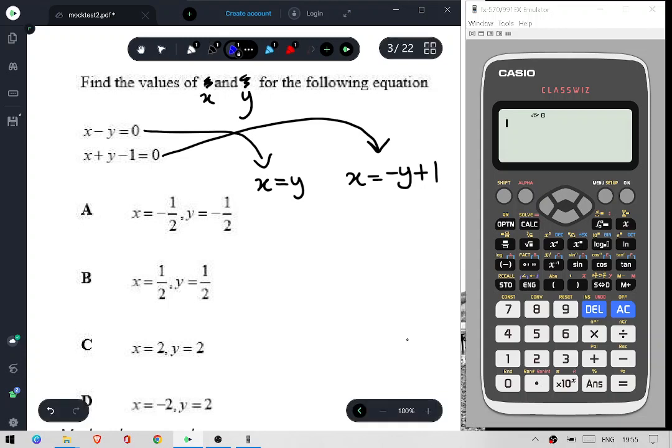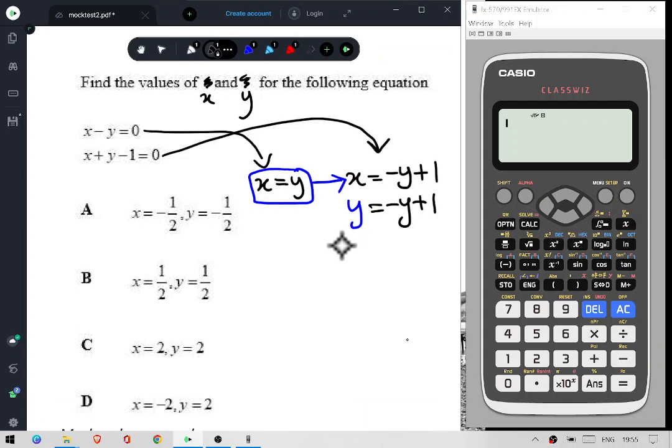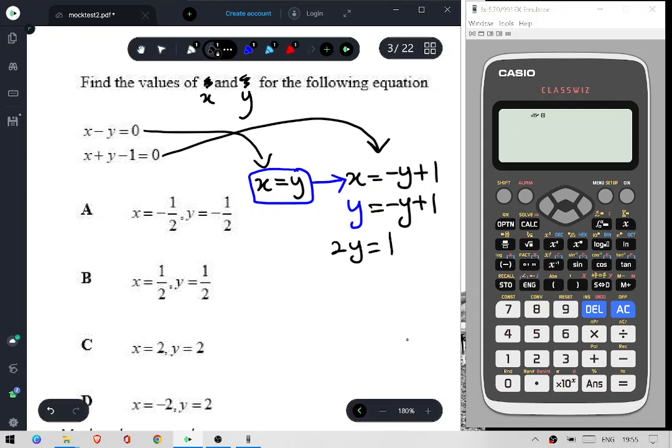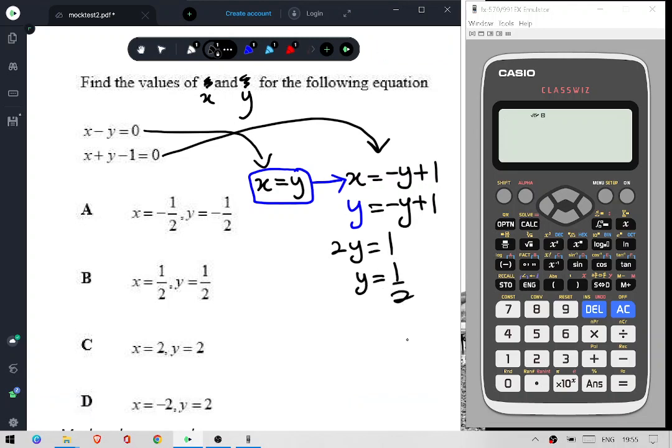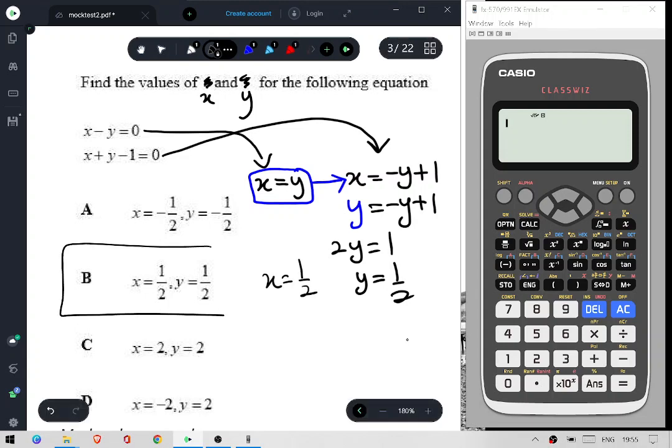Okay, easy. x equals y, we can substitute over here. Okay, so we have y equals minus y plus 1. And then we group the y's to get 2y equals 1. y equals 1 over 2. Now, y equals 1 over 2, and x equals y. Therefore, x is also 1 over 2. So the answer is B.